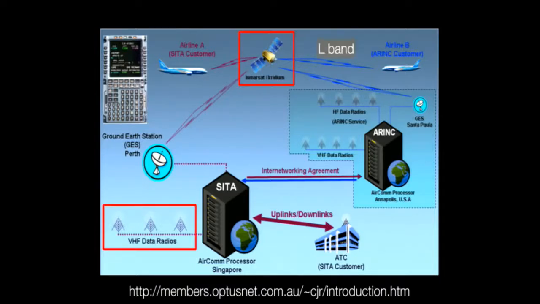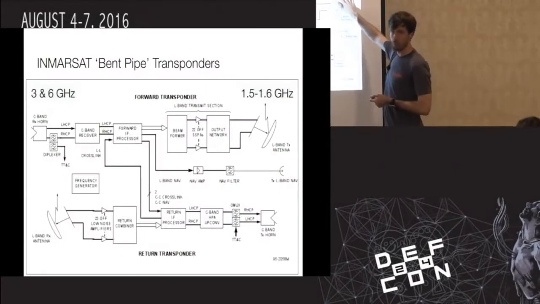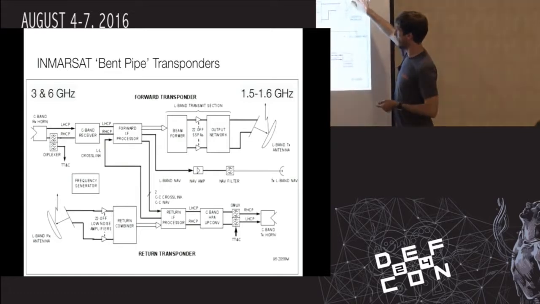So the ground station to SAT link is C-band, and the L-band is the link to the plane. Let's have a look at what the bent pipe transponder architecture usually looks like. You've got your L-band antenna here, which operates in this frequency. This frequency is nice because you can use pretty much every SDR to receive it. And this is what is sent down to planes and what the planes communicate back up to the satellite with.